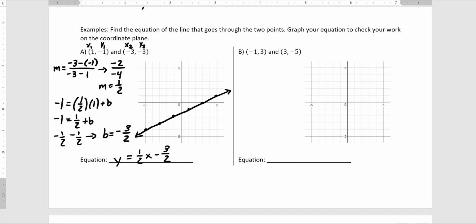There we go. Now check my y-intercept, negative 3/2. That'd be negative 1.5. I would say that looks a lot like negative 1.5. Very nice.